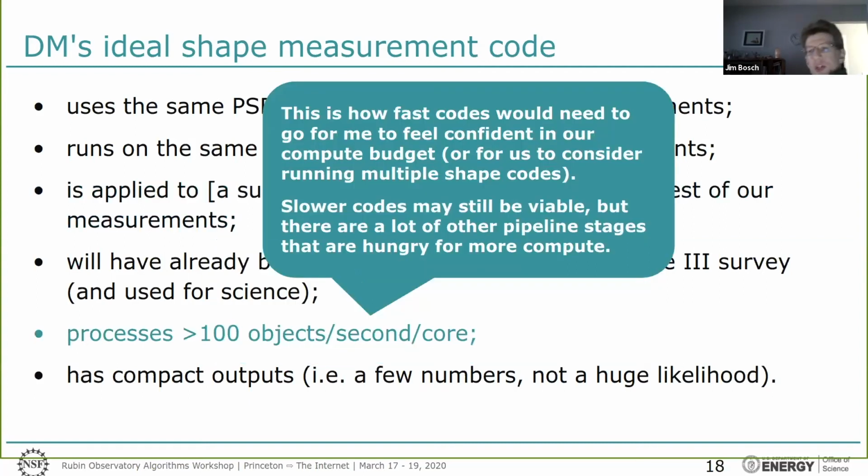This speed number should be taken with a grain of salt. This is how fast something would need to go for me to feel confident in our compute budget or to consider running multiple shape codes. Slower codes may absolutely still be viable, and I'm not super optimistic we'll get anything that goes quite this fast. But as you've heard Fred say, as you've heard Dan say, as you've heard me say, there are a lot of components in our pipeline that are hungry for more compute resources, and there's going to be a lot of competition for our compute budget.